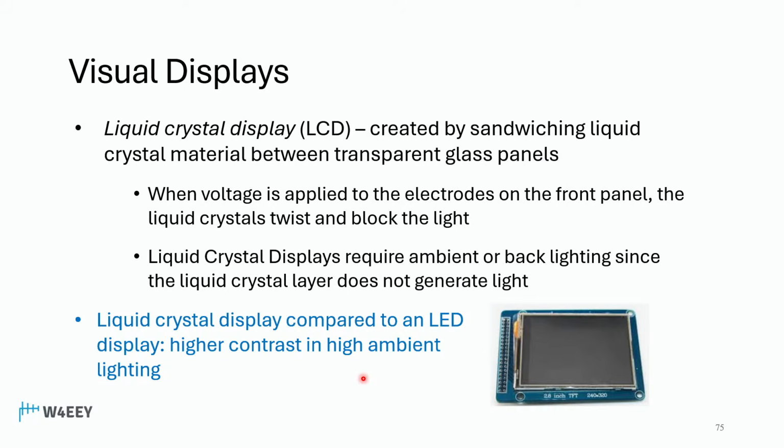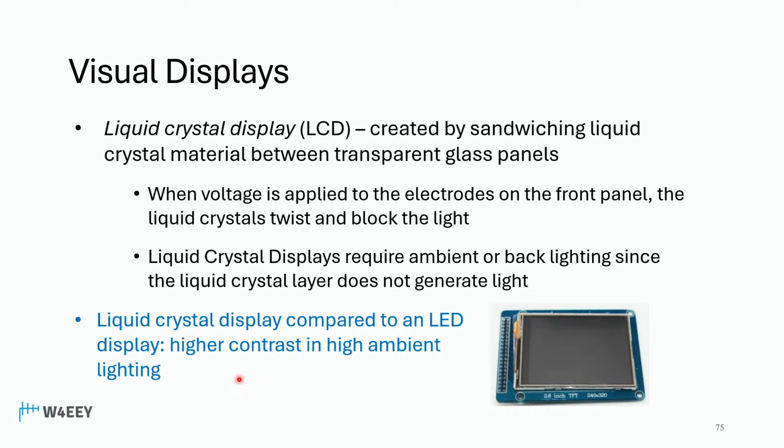Liquid crystal display. These are interesting devices. They create it by sandwiching a liquid crystal material between two transparent glass panels. Then when voltage is applied to the electrodes on the front panel, the liquid crystals twist and block the light. Liquid crystal displays require ambient or backlighting since the liquid crystal layer does not generate light. That is super important.